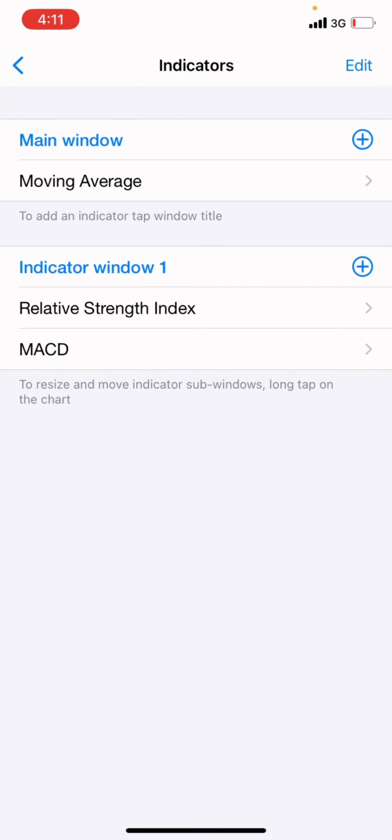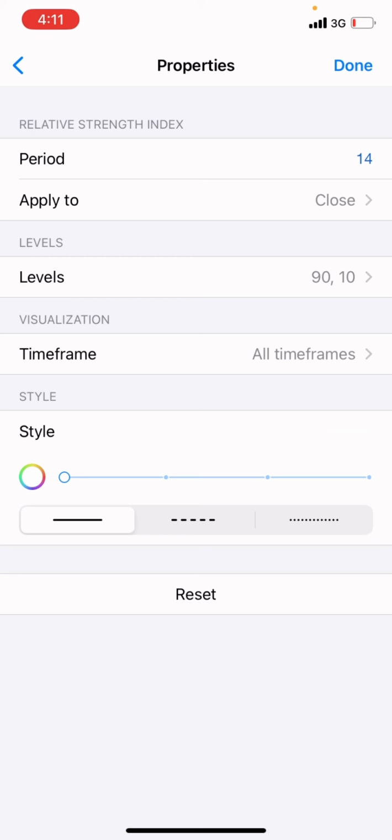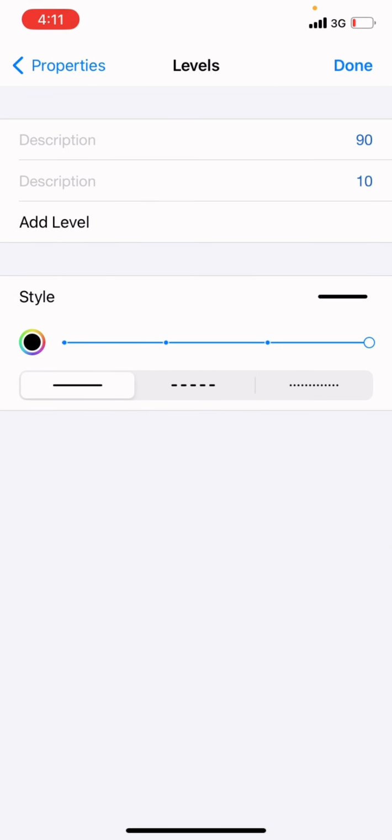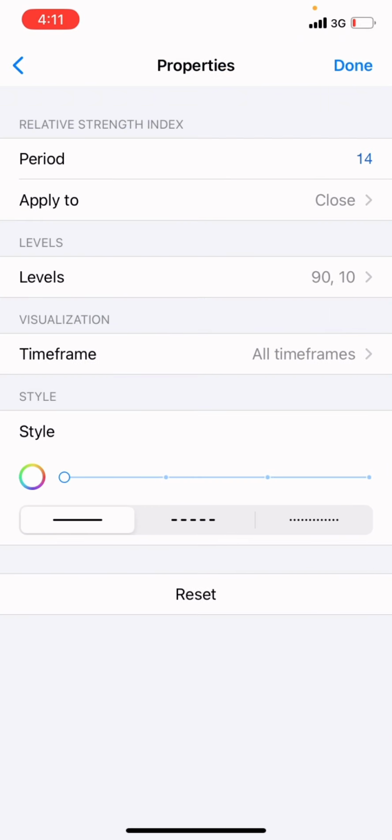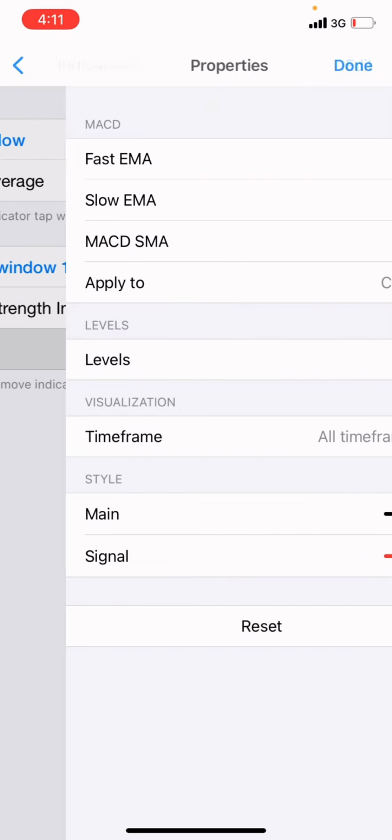For the relative strength index, you put that on indicator window 1, period 14, you apply to close. The levels are going to be on 90 and the level of 10. Then for the style right here, you put it on 4 pixels with the color black. You click on done. For the style, you put it on 1 pixel with the color of white. Then that should be it.